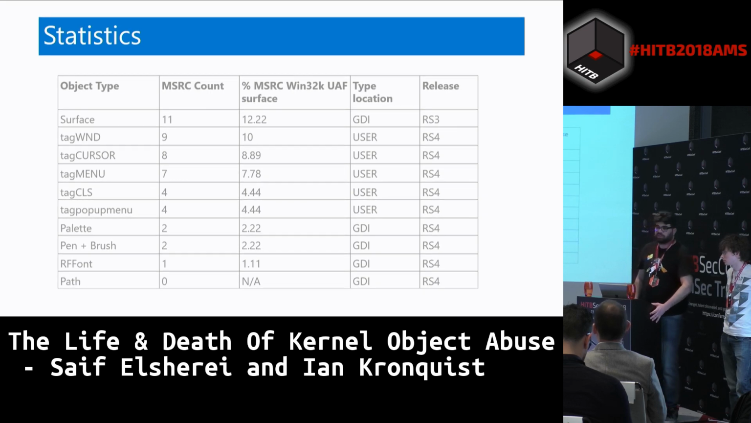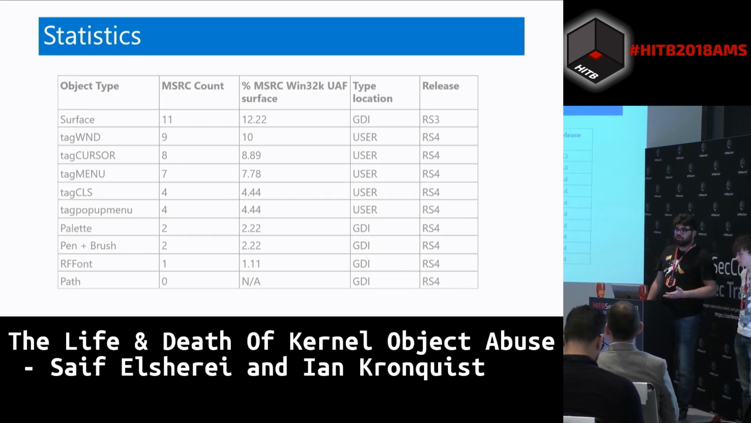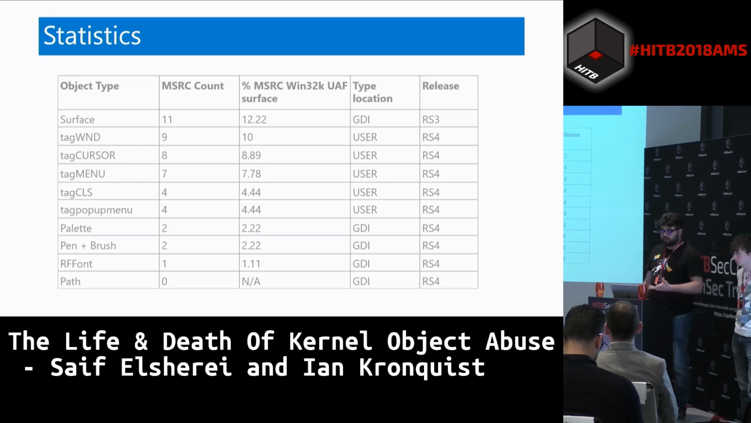Here we look at some statistics from the MSRC cases that we've seen so far that are related to those specific user or GDI objects being abused to gain higher exploit primitives, as we explained. So we see the number one object is the surface object, which is the bitmap. And the second one is the tagWND object, which is a window object.